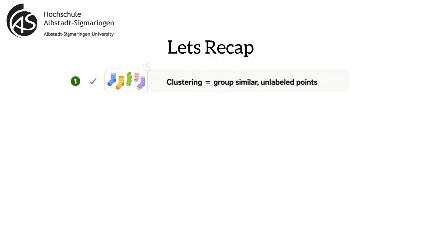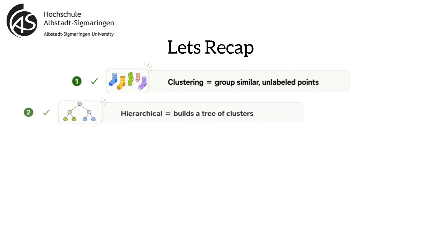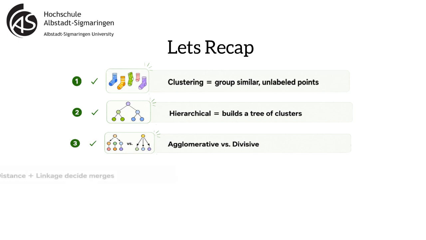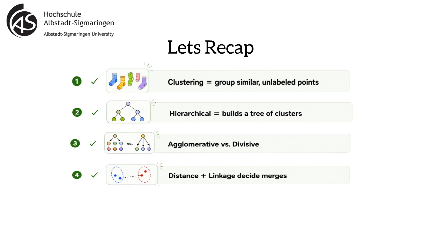Let us quickly recap what we have learned. Clustering is about grouping similar data points when we do not have labels. Hierarchical clustering builds a whole tree of nested clusters, using either a bottom-up agglomerative approach or a top-down divisive approach. Agglomerative clustering starts with each point as its own cluster and repeatedly merges the closest clusters, using a distance metric like Euclidean distance and a linkage method such as single, complete, or average. The dendrogram records all these merges and lets us choose the number of clusters later by cutting it at different heights.